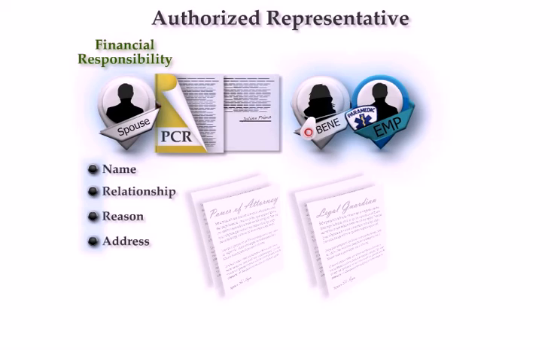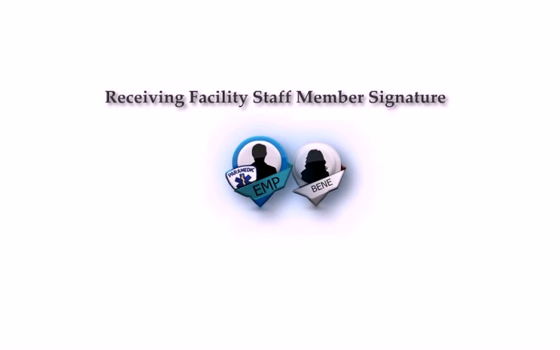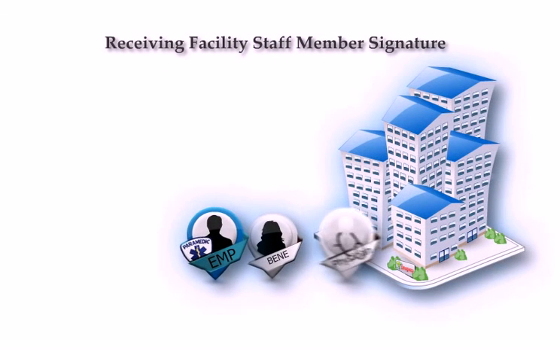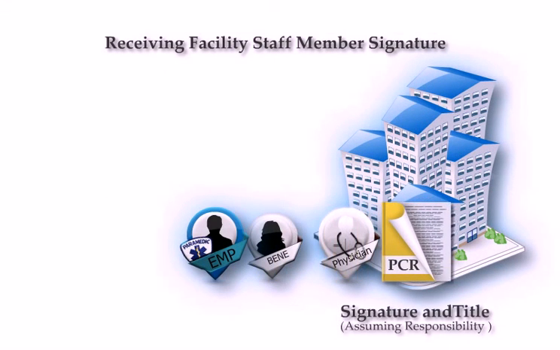Authorized representative. When a beneficiary is physically or mentally unable to sign the PCR due to an emergency situation or other physical or mental limitations, his or her authorized representative may sign the PCR on their behalf. The authorized representative must provide his or her name, relationship to the beneficiary, a reason why the beneficiary cannot sign on their own behalf, and their address.